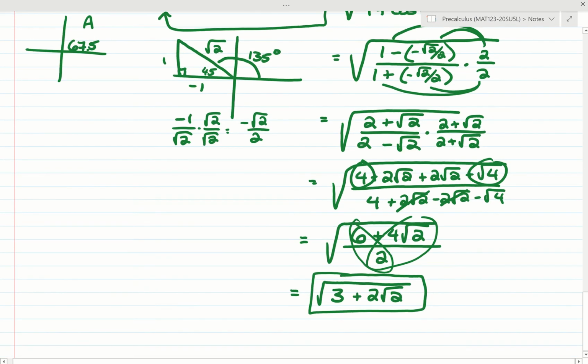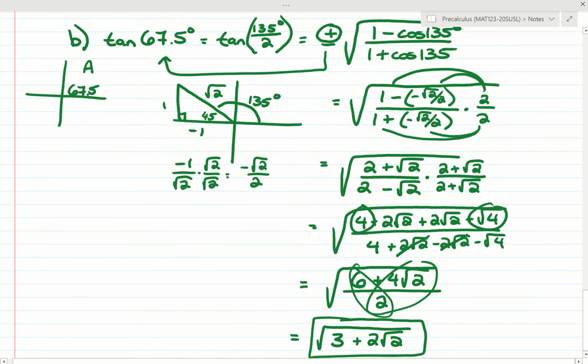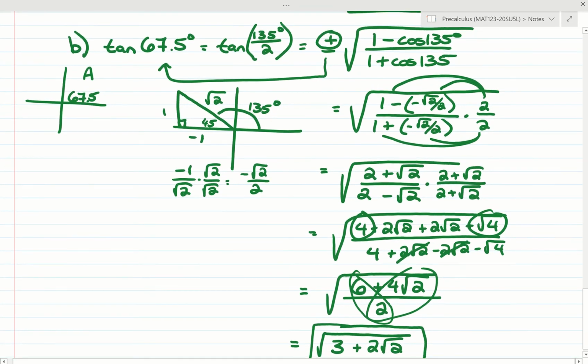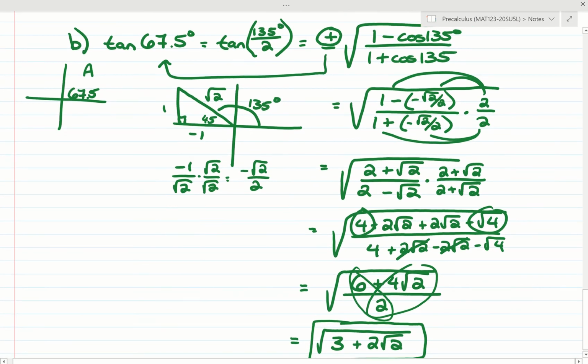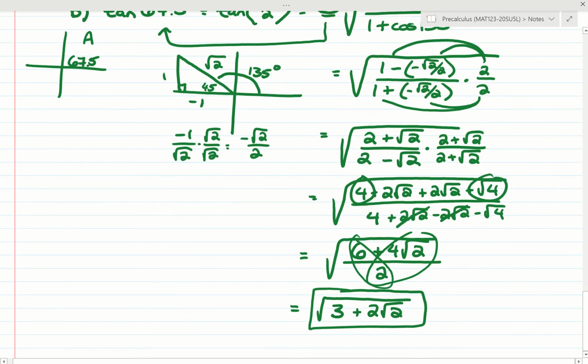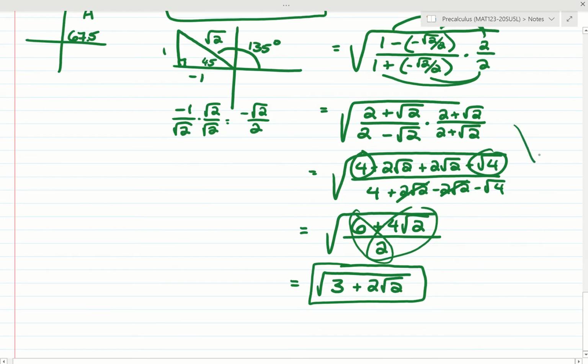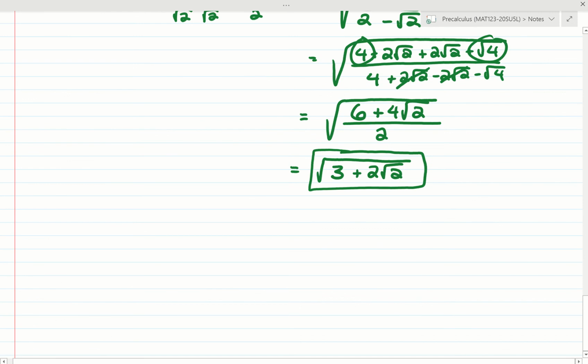Took some work to get there, but the trigonometry part is easy, right? I mean, the cosine of 135, the positive or negative, that part's easy. This right over here is kind of a test of how strong your algebra skills are, but it's not anything super heavy duty, so I'm confident you could do this. Let's move on to our last example for this section.